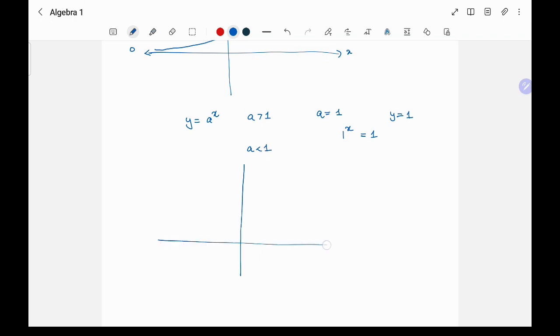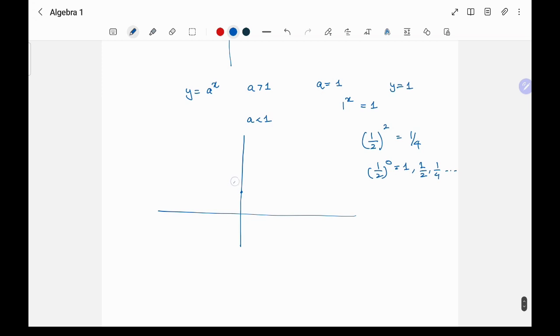So we'll see that. Let's take 1 by 2. So power 2 becomes 1 by 4. So at 1 by 2 power 0 is 1. So it goes like this, right? It just goes and decreases. So from 0 comma 1, when x increases, this decreases, and as x tends to infinity, it becomes 0.